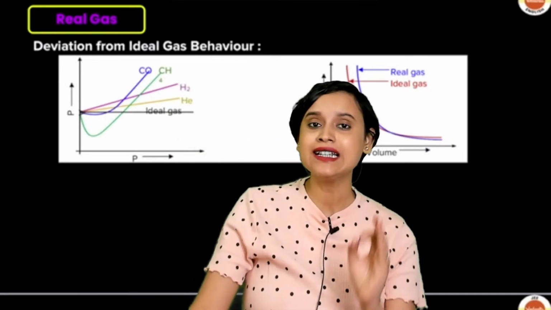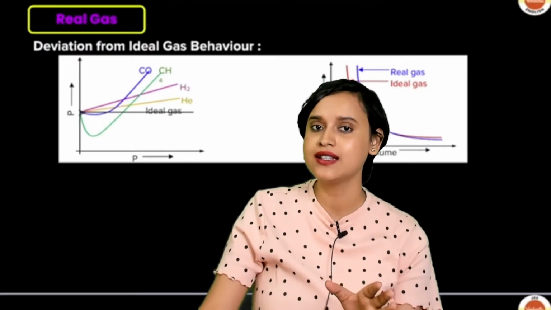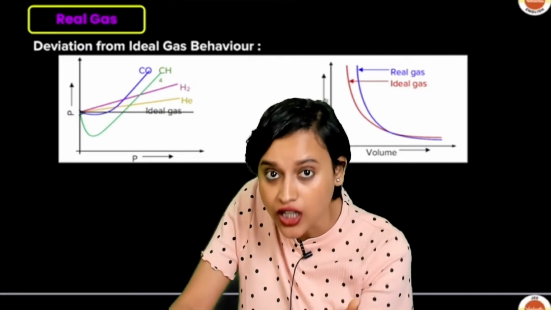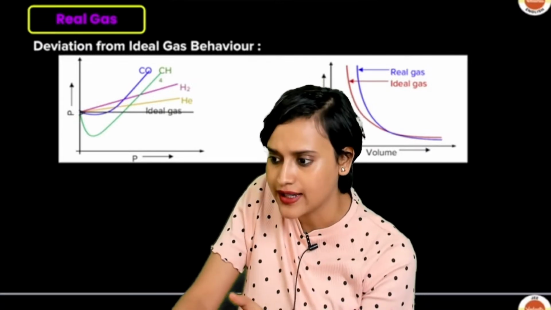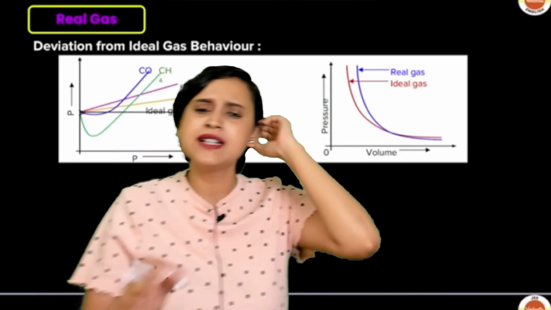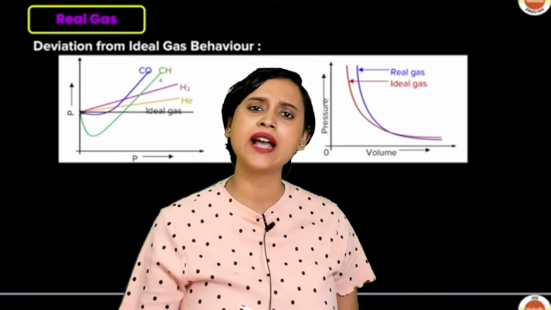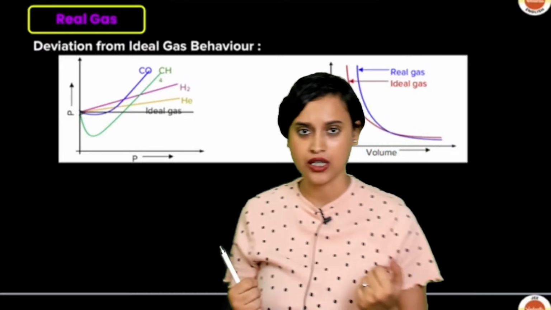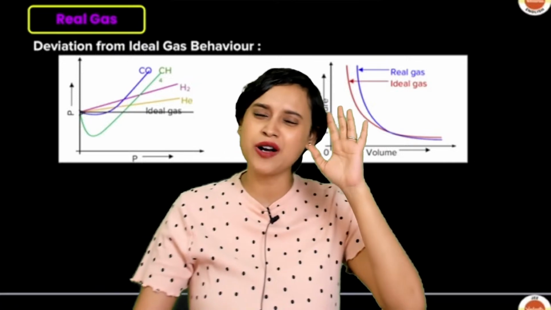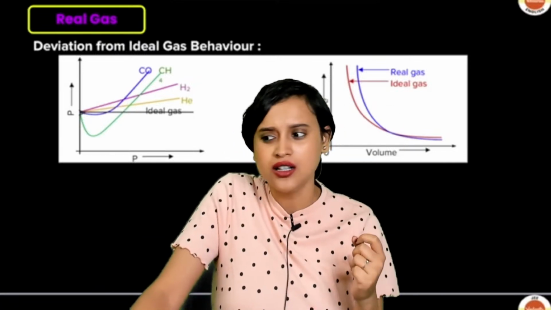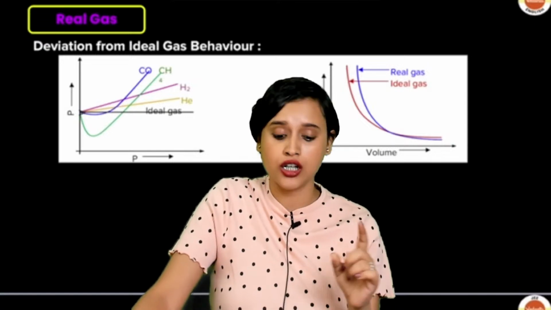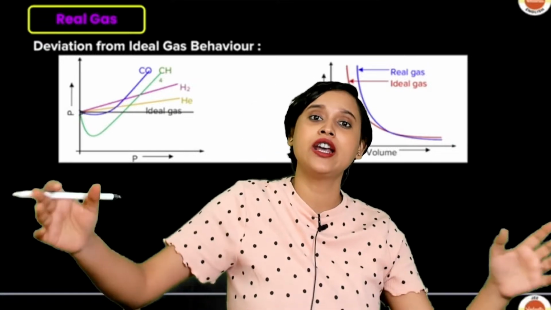Anyway, we see that the gases are definitely not following the behavior of the kinetic theory of gases. Now tell me, why did the kinetic theory of gases fail? If you check the assumptions that we made, remember the assumptions? We said that the gas molecules are negligible.